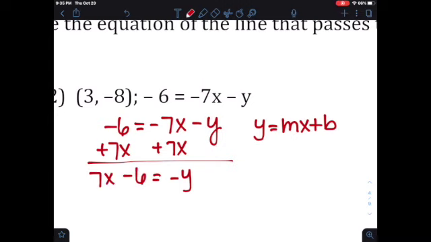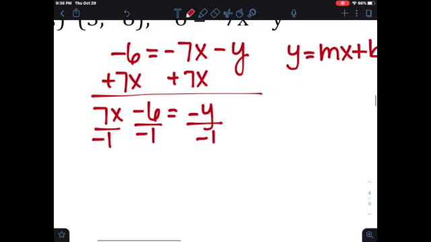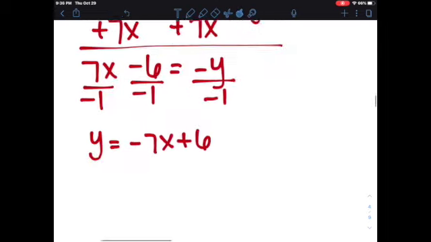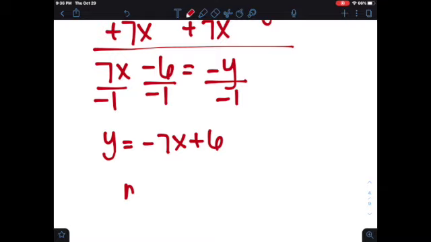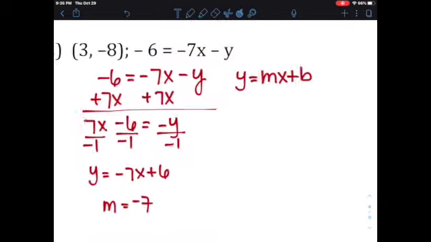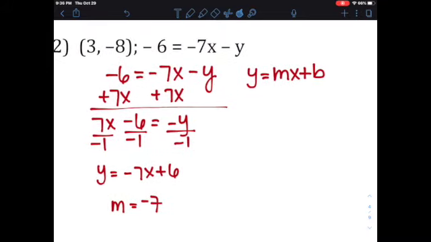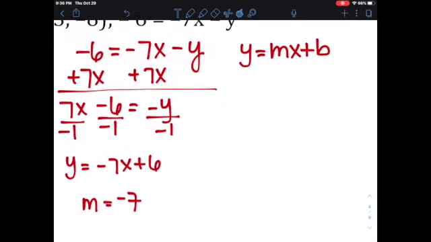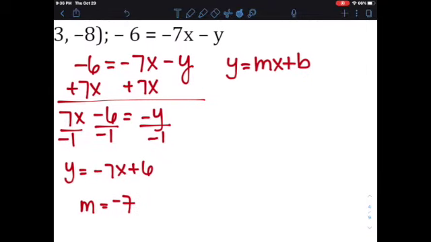Now what we're going to do is divide by negative 1 all the way across, and I'm going to rewrite it in the proper form. It's going to be y equals negative 7x, and negative 6 is going to be positive 6. Here's my slope. My slope in this case will be negative 7. And then we're going to use negative 7 and the new point to write our equation using point slope form.